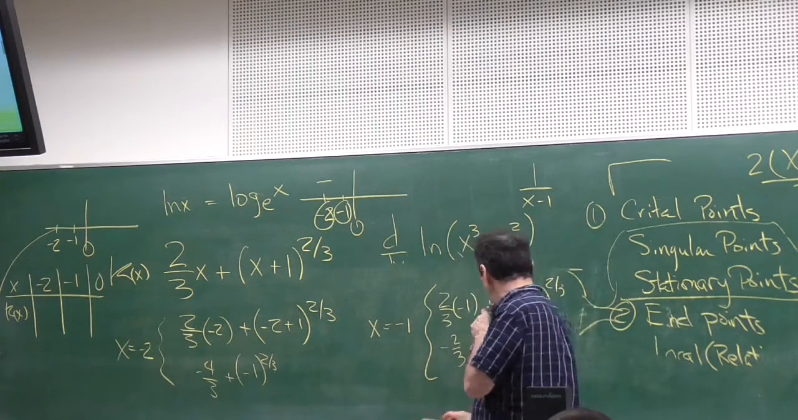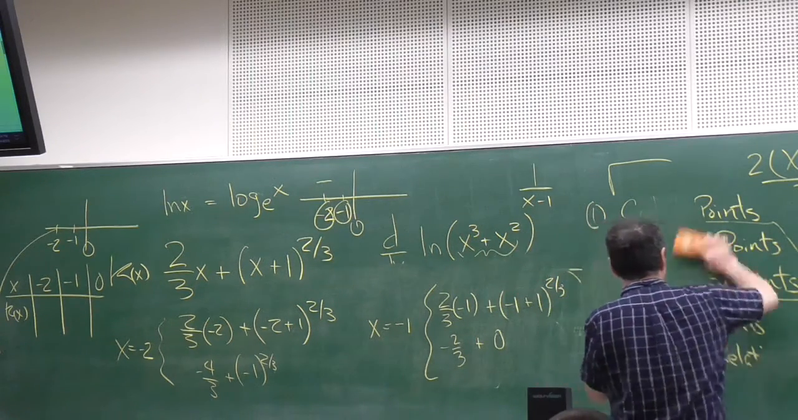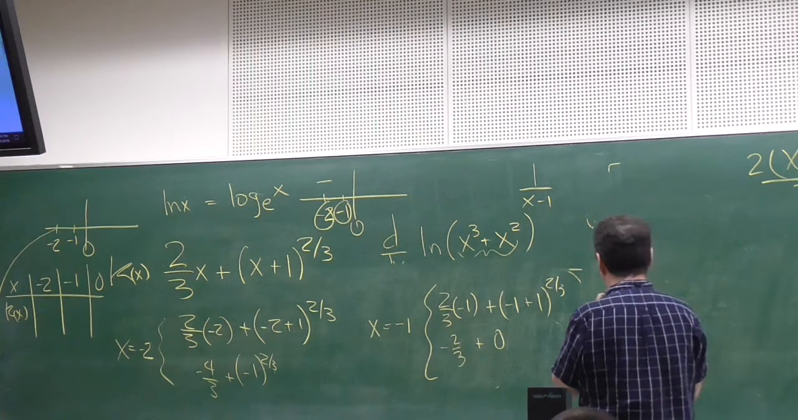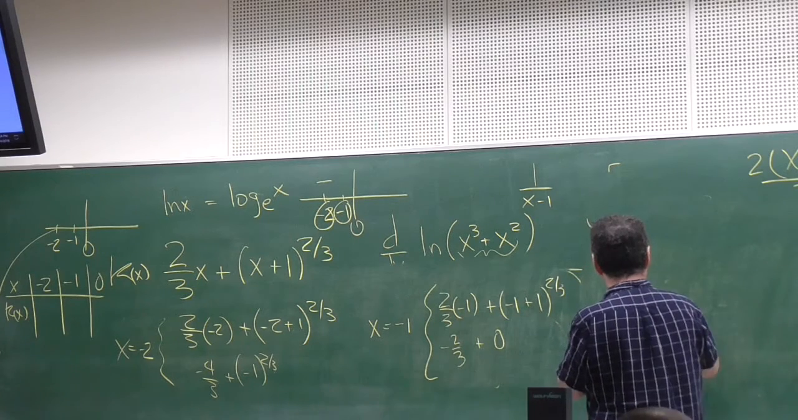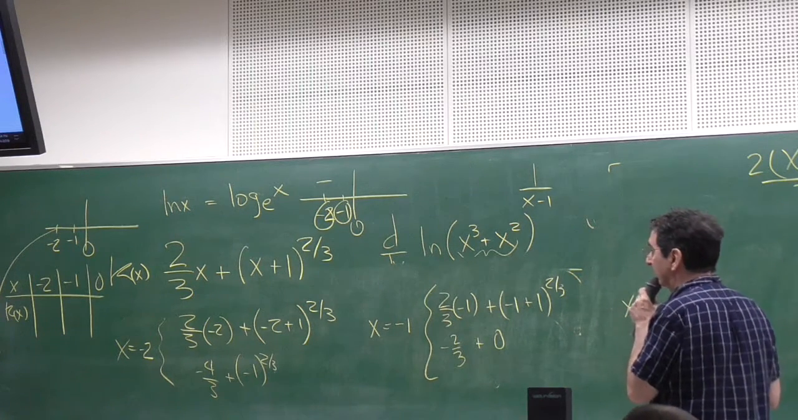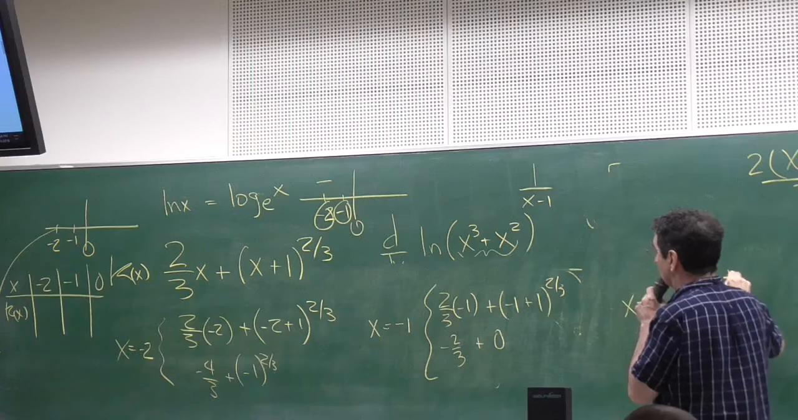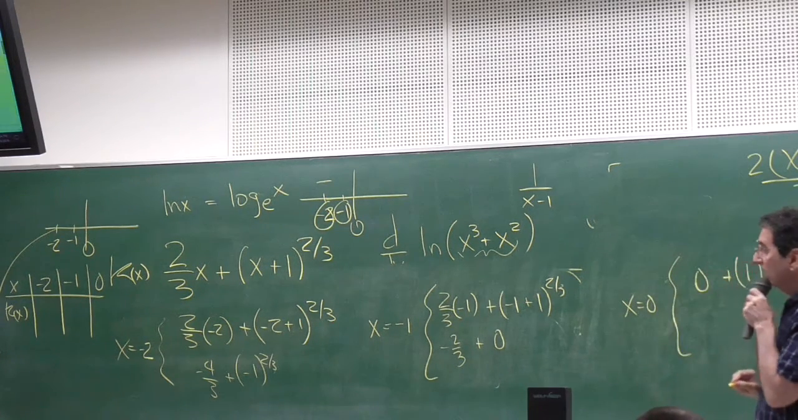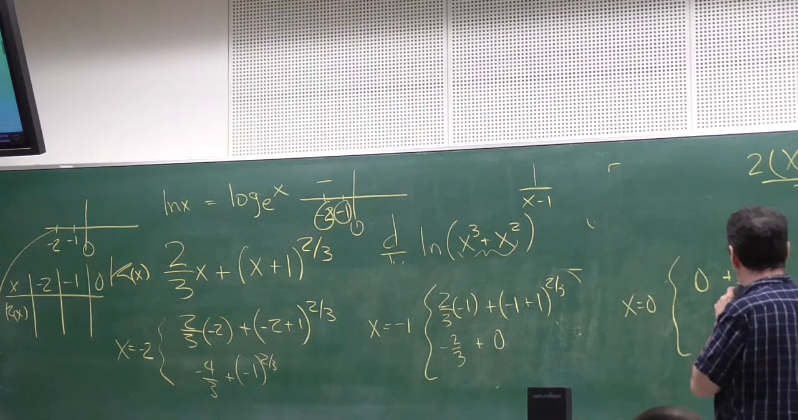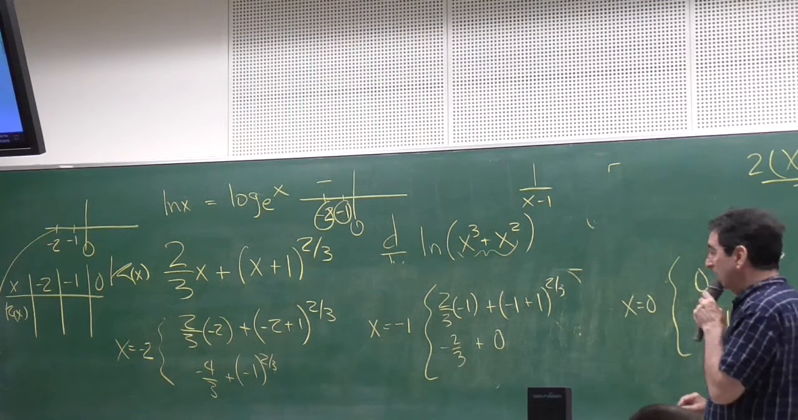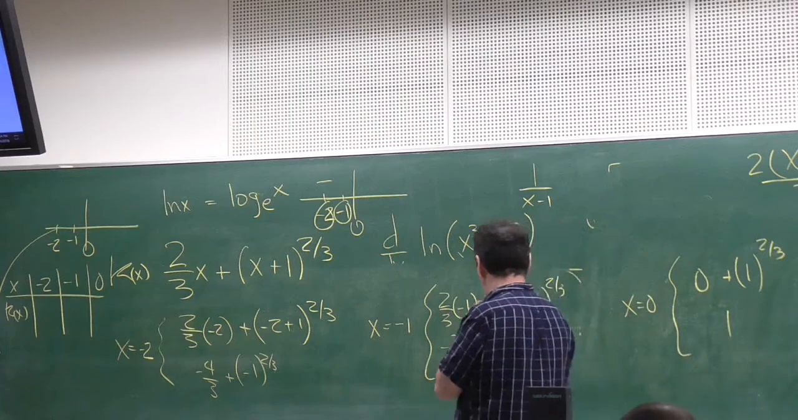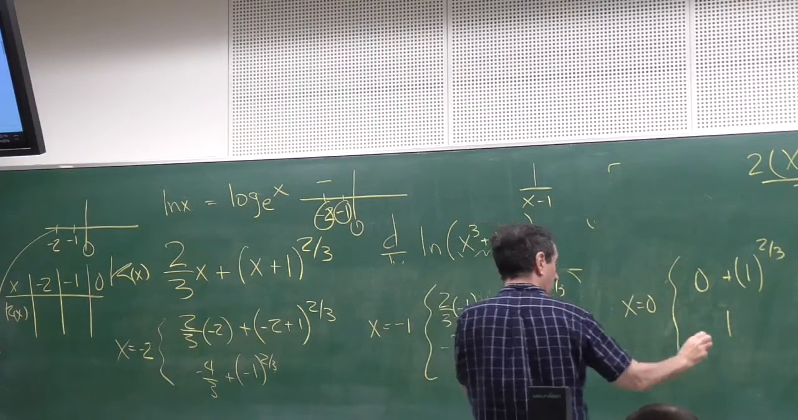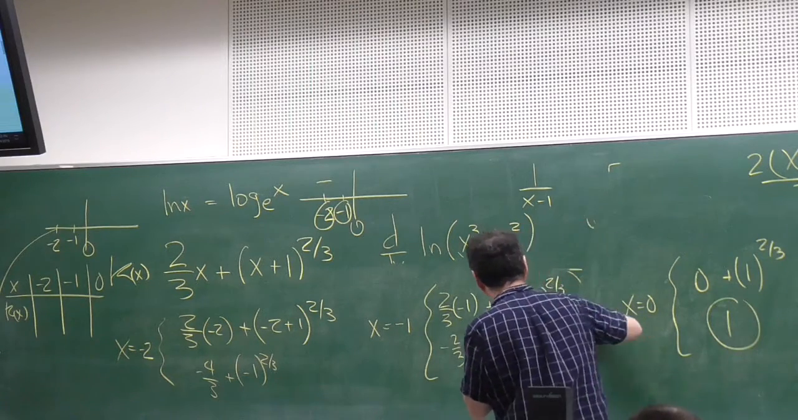Okay, so we get that. And then, what else? We have to check at 0. So when x equals 0, what do we get? 0 plus 1 to the 2/3, right? All right, yeah. So that's 1. Right? So what do we get? This is equal to negative 2/3. This is 1, negative 2/3.